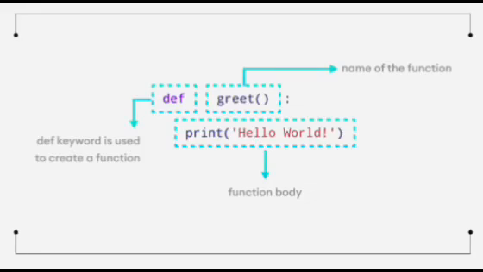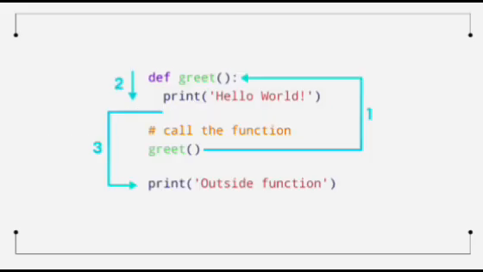If greet is defined, the output will be print hello world. Then greet, print outside function. Greet is there, so greet is called outside the function.